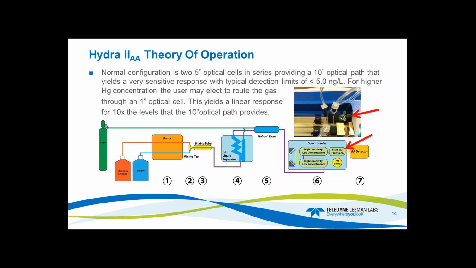As I stated, the normal configuration is a 5-inch cell, but if you want to utilize high concentrations, you need to reduce the sensitivity. So for that, we can plumb in the low cell, and that's going to give us about 10 times the level of concentration that we can hit with the system. Typical response in the long cell, or the 10-inch cell, for detection limits is less than 5 nanograms per liter.